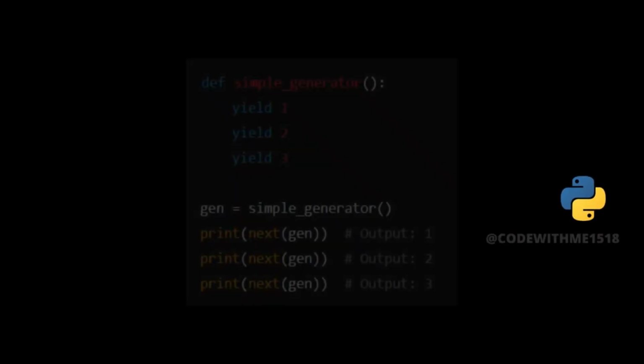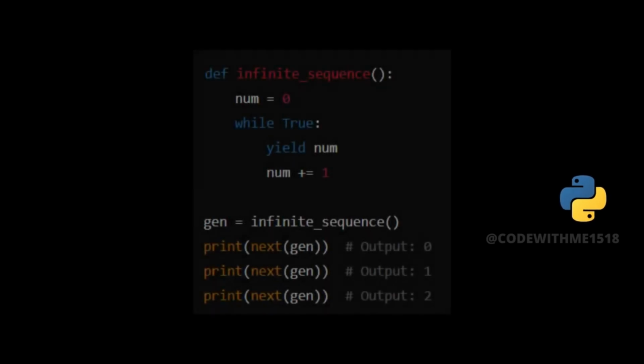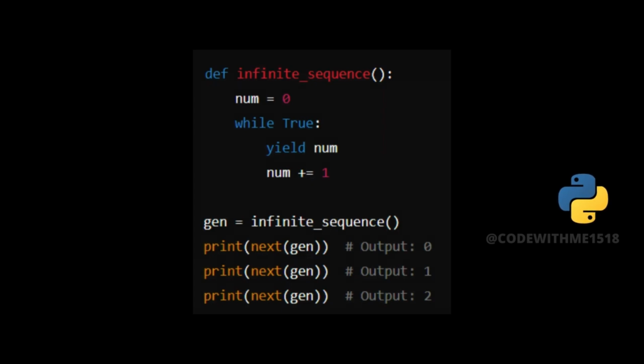Here's a basic example of a generator function. In this example, the simple_generator function yields values one at a time. Each call to next retrieves the next value from the generator. Generators can also be used to generate an infinite sequence of values. This infinite_sequence generator yields an endless sequence of numbers. Be careful with infinite generators, they can consume a lot of resources if not handled properly.